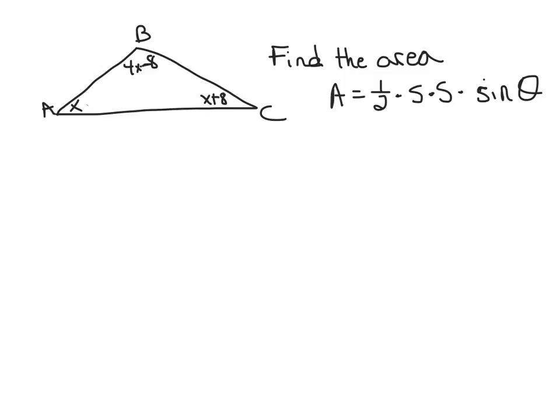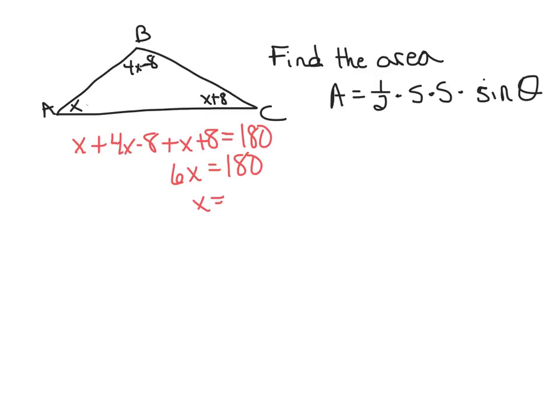But I know that all the angles of a triangle add up to be 180. So x plus 4x minus 8 plus x plus 8 has to equal 180. So I got 6x, and the 8's cancel. Divide by 6, and I get x equals 30. So this is going to be 30. This is going to be 38. And this is going to be, let's see, 112.